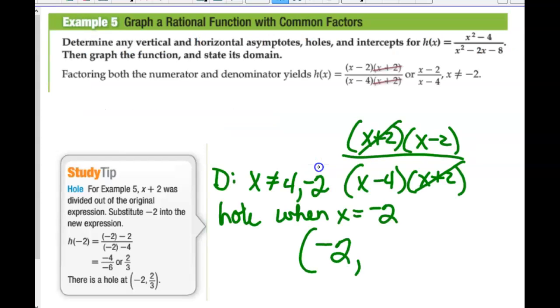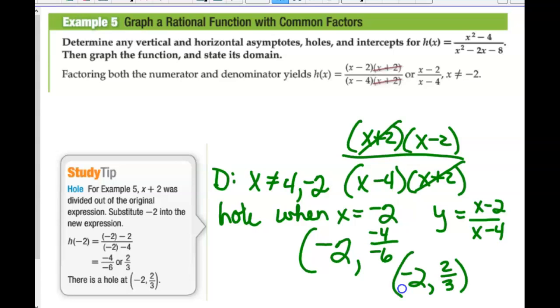The beautifully simplified equation means when you plug the negative 2 in, you have to plug it in after you've divided out the common factor. If you plugged it into the original, you'd get 0 over 0. Okay? But if you plug it into this new one, which was x minus 2 over x minus 4, if you plug a negative 2 in there, you get negative 4 over negative 6. So the hole exists at negative 2, 2/3.